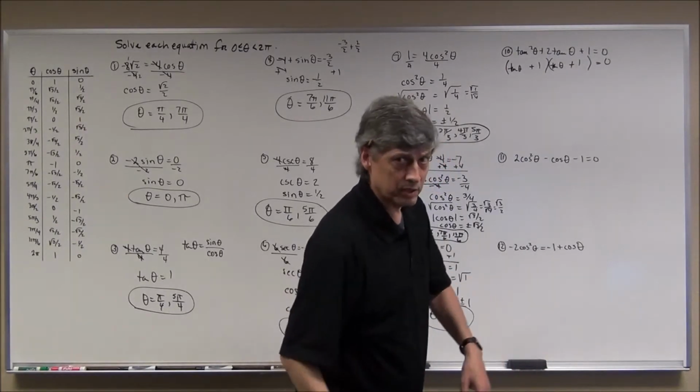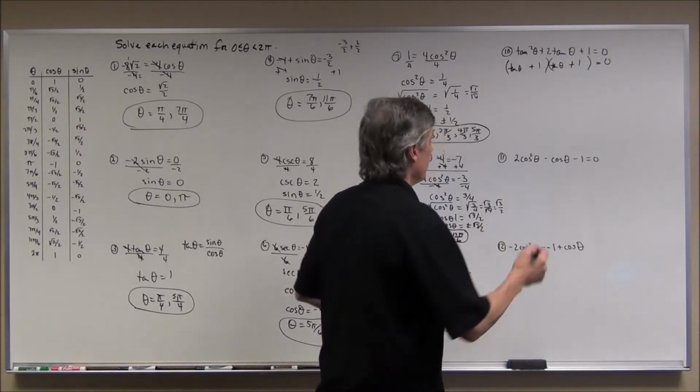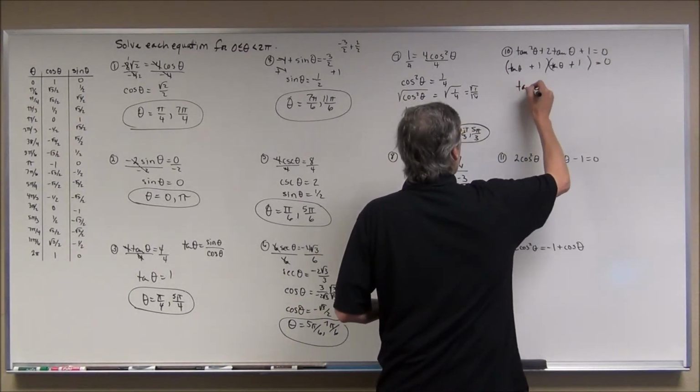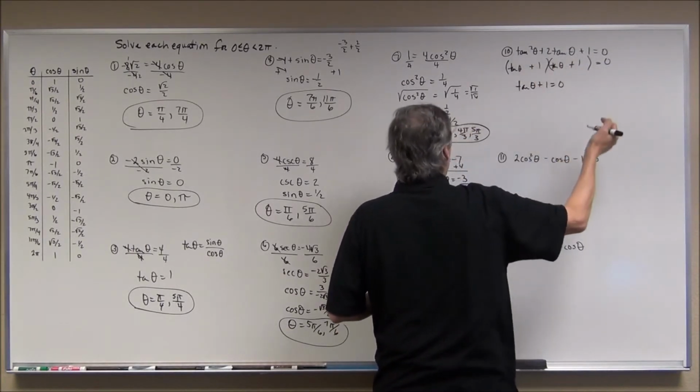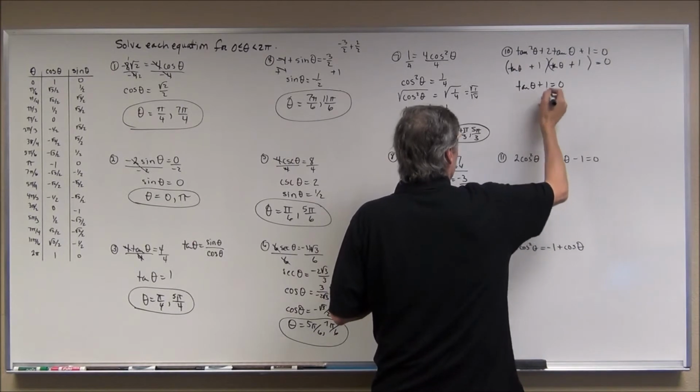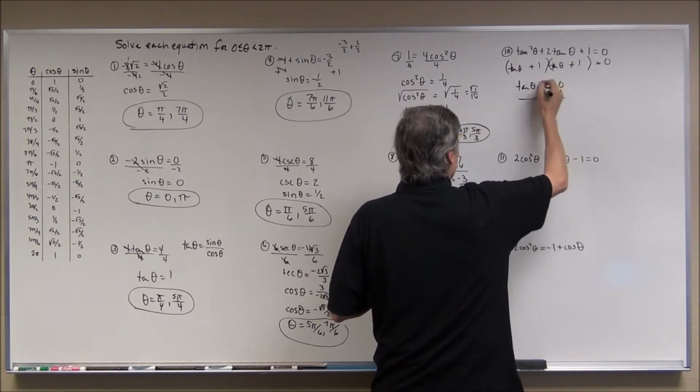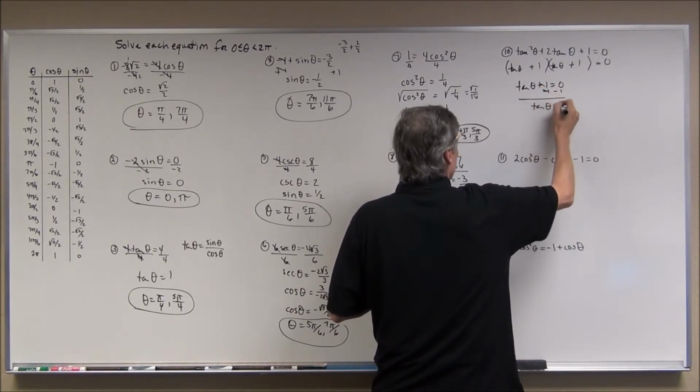Don't set both factors equal to 0. You only have to do 1 because it's the same factor. I have the tangent of theta plus 1 equals 0 because this times this is 0. One of these has got, or both have to be 0. Subtract 1 from both sides, and I have the tangent of theta is equal to negative 1.